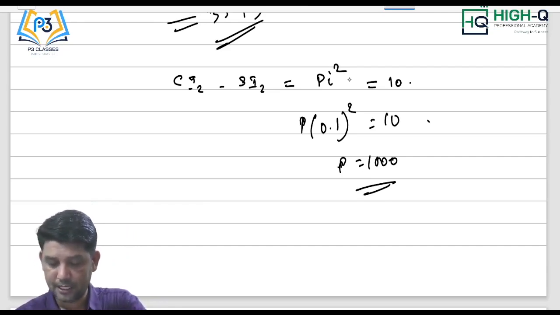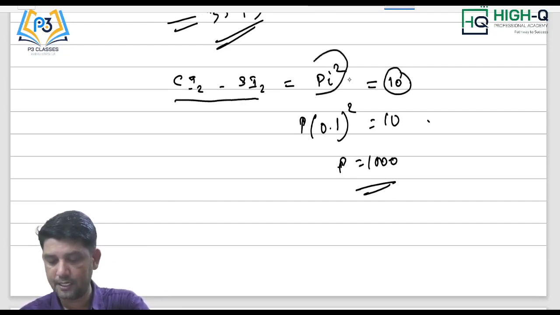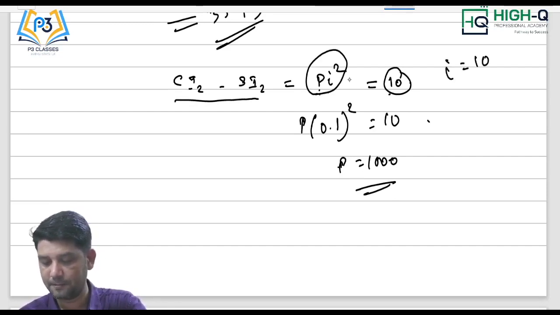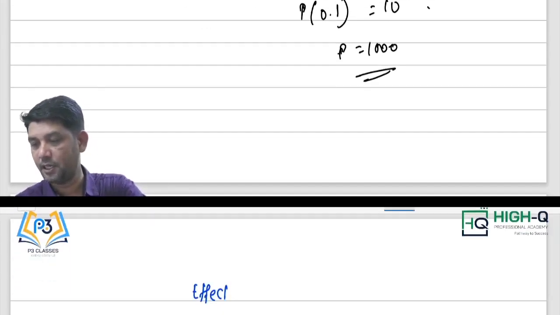Sagar, you are asking about the last sum. See, the difference between compound interest and simple interest is 10 rupees. And this is the logic, P I square is 10 rupees. Rate of interest is given as 10%. So when I convert 10%, it means 0.1. Just substitute and get the answer.